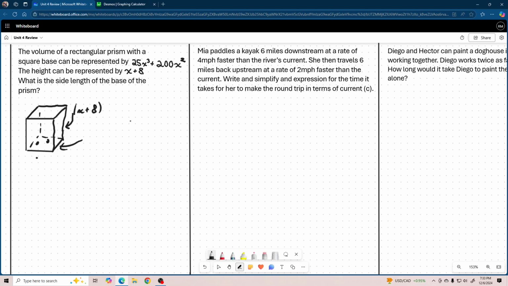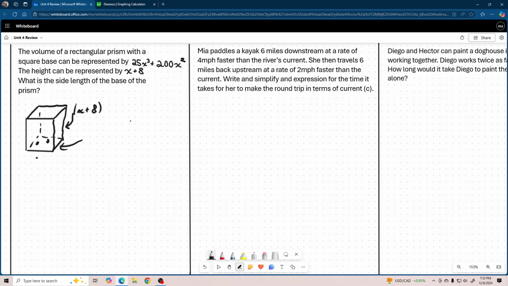So first of all, if we take our original function that they give us here, the 25x cubed plus 200x squared, and divide it by this x plus 8, that's going to give us the area of the base, right? So we can find the area of the base by going down one level, in other words, dividing our volume by the height. So let's do that first. And we have x plus 8, which is a binomial, so we can use synthetic division.